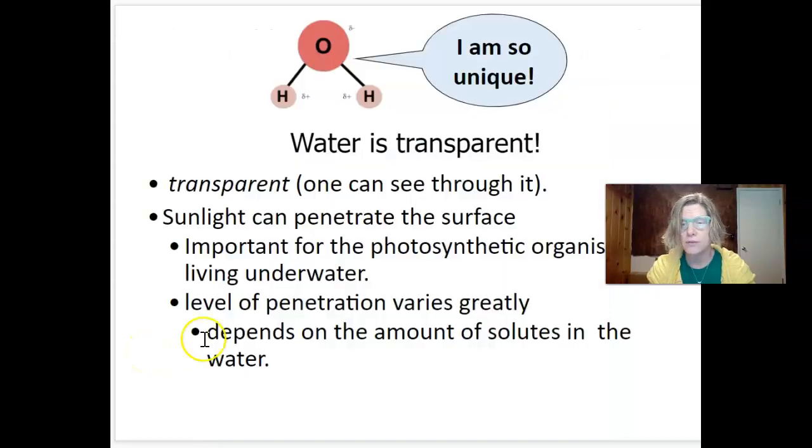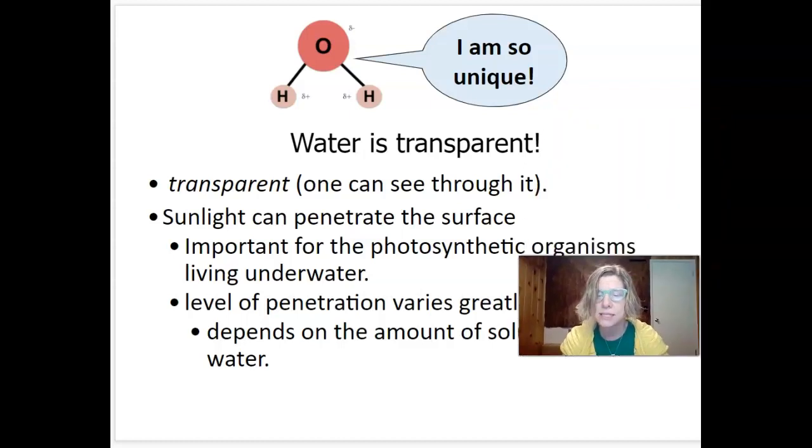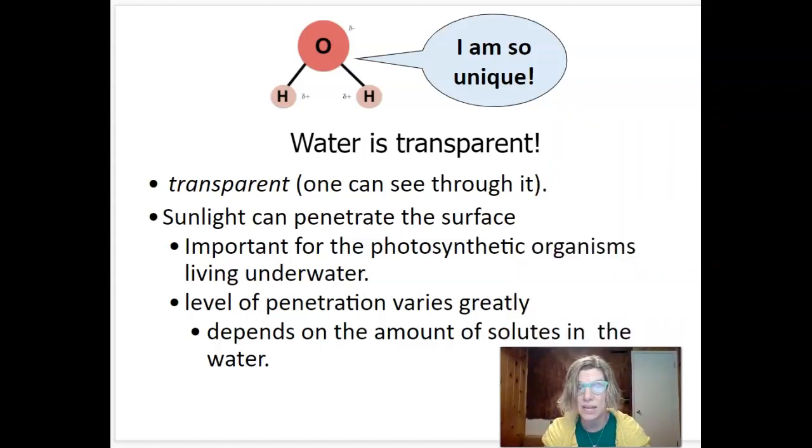Another unique property of water is that water is transparent. And that seems like kind of a duh. Of course, Dr. Gwen, of course it is transparent. But what does that really mean for the marine organisms? What that means is that sunlight can get through water, right? And if sunlight can get through water, then photosynthetic organisms can live underwater. And where the light penetrates the ocean means that those are where we're going to find photosynthetic organisms.